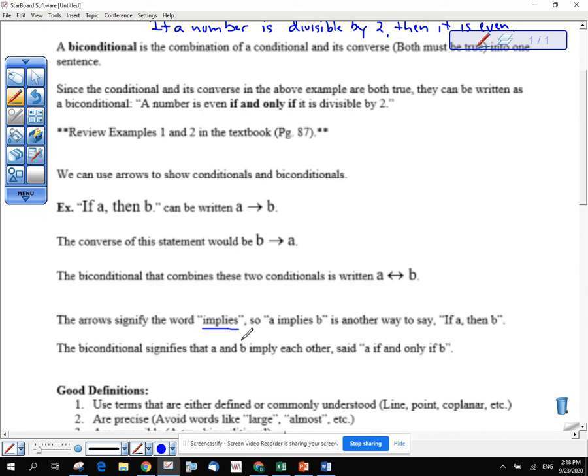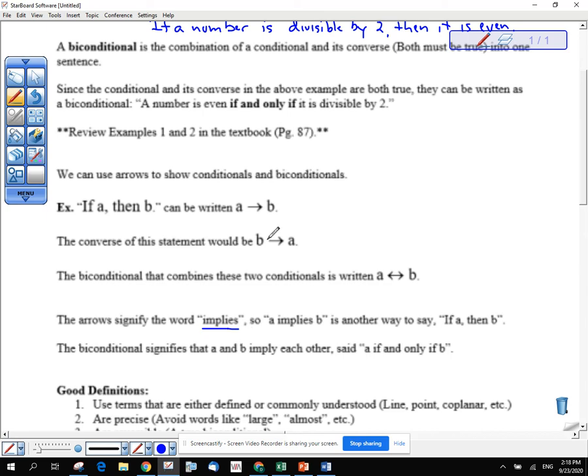Think about it this way. Again, we use the example that I used in the previous lesson. If the weather is fair, then Mr. G's class takes a mask break. I could take if and then out of that statement, and I could say the weather is fair implies Mr. G's class will take a mask break. Okay, that's the same thing.